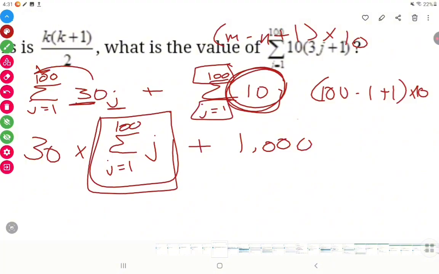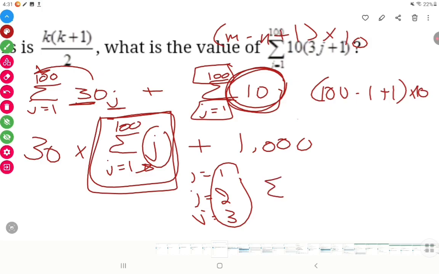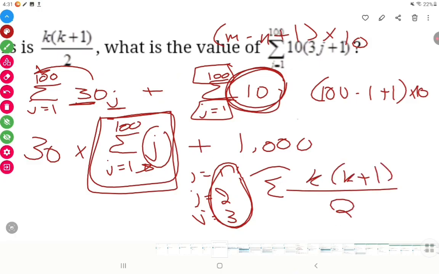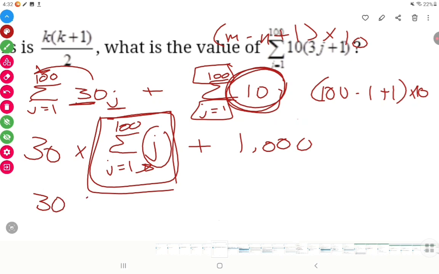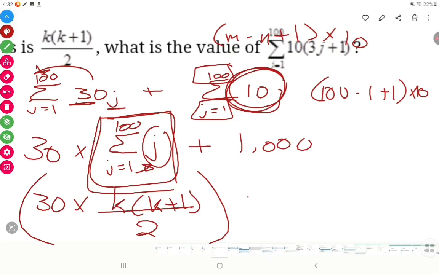Sum of j is sigma of j, because if you substitute each number into j, you're not going to solve anything. You're just going to get j equals 1, j equals 2, j equals 3, and then when you add all these numbers, that's your sigma, right? So they basically told you the sigma of j is k times k plus 1 over 2. Okay, so now we substitute. We get 30 times k times k plus 1 over 2, plus 1000.